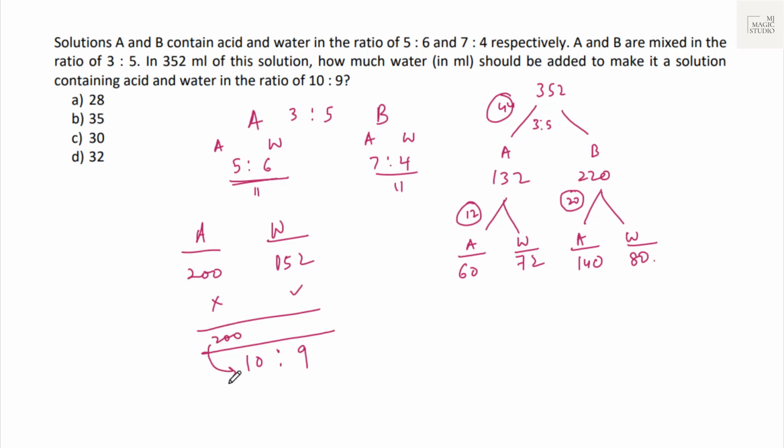So now we can see that acid is not added, it is 200. 200 pertains to 10 in the ratio, that means 1 unit value is 20. 9 into 20 is 180. So if 10 parts is 200, 9 parts should be 180. That means to this mixture, what volume of water is added? 180 minus 152, that is 28 ml. So how much water in ml should be added to make it 10:9? That is 28 ml. Option A is the pick.